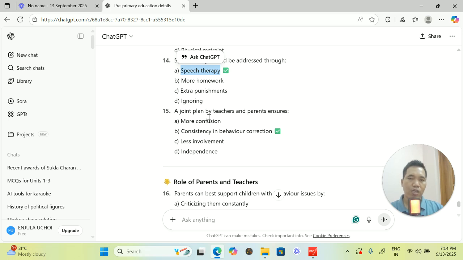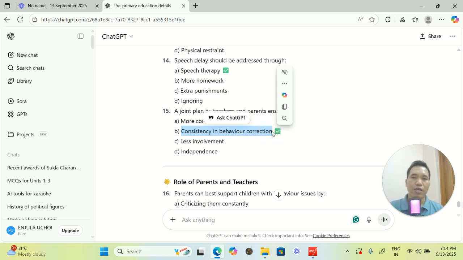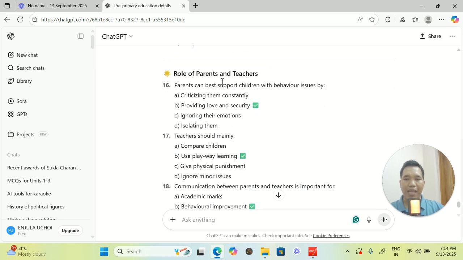We have already talked about how collaboration between teachers and parents plays a very vital role in monitoring the child, developing the child, and guiding the child. It is always consistent in behavior correction. So it is very important how you behave and how you interact with the kids, with the child. That is very important. This is the role of parents and teachers, a very important role.